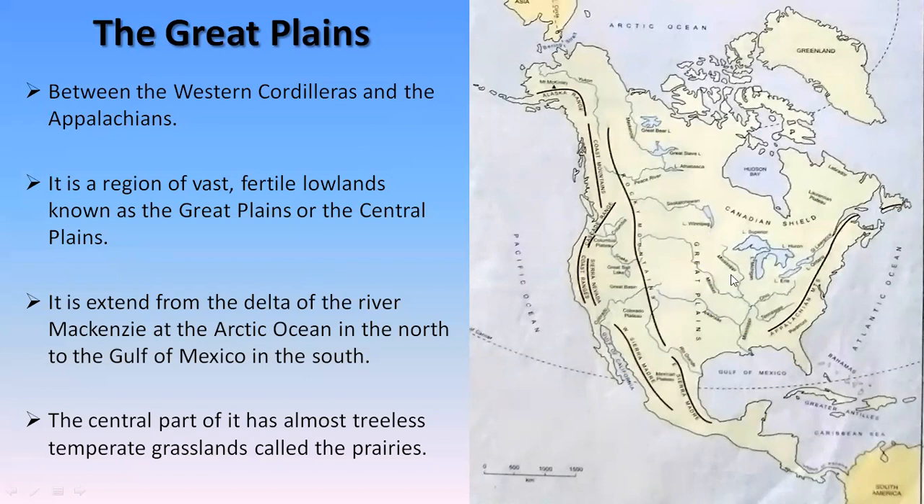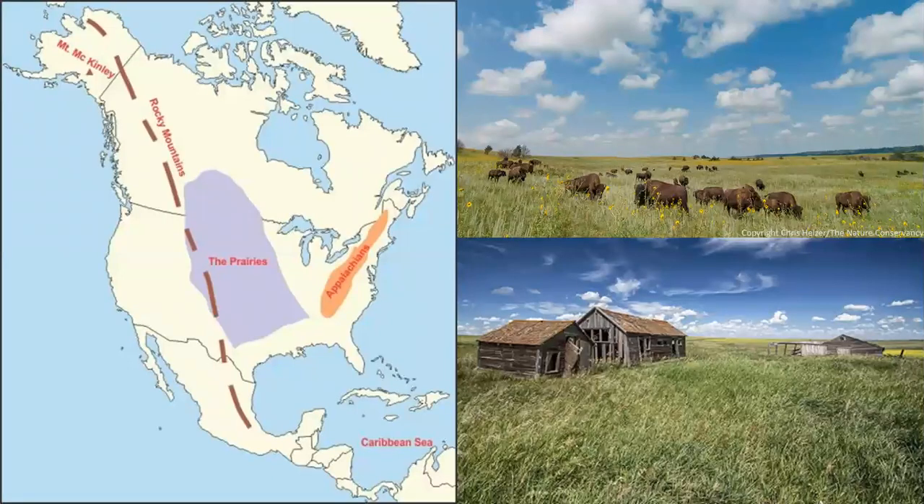The central part of this Great Plains has almost treeless temperate grasslands called prairies. Here you will find the prairies, over the area where no Great Plains is written in the map. In that area, it is called the prairies. I will show you another important map. In this map, you can understand where the prairies are situated. Some part is in the Canada region, and the majority of these prairies is over the USA.